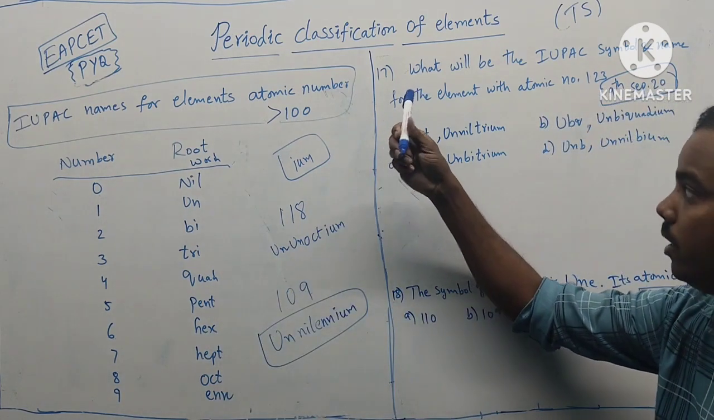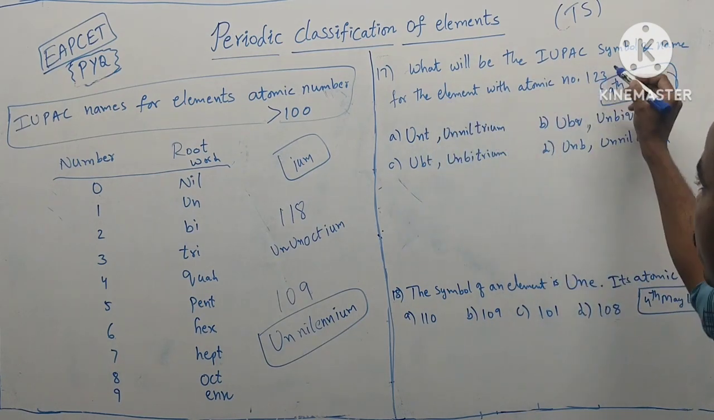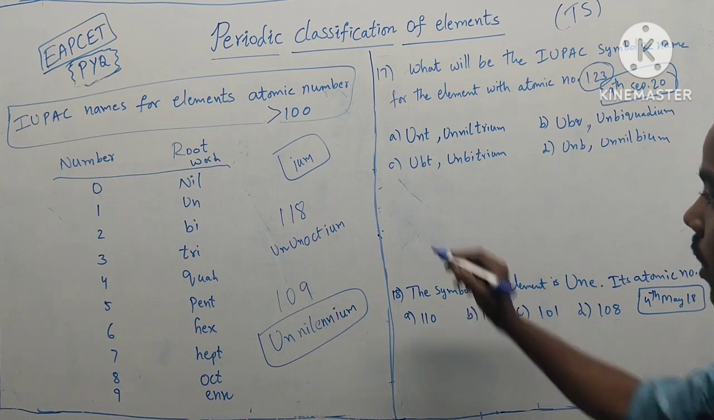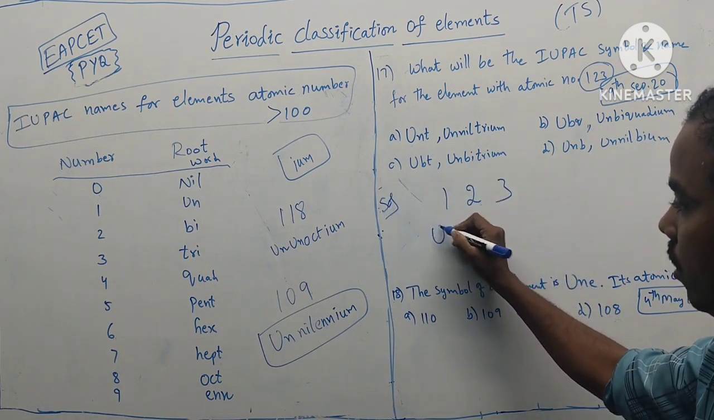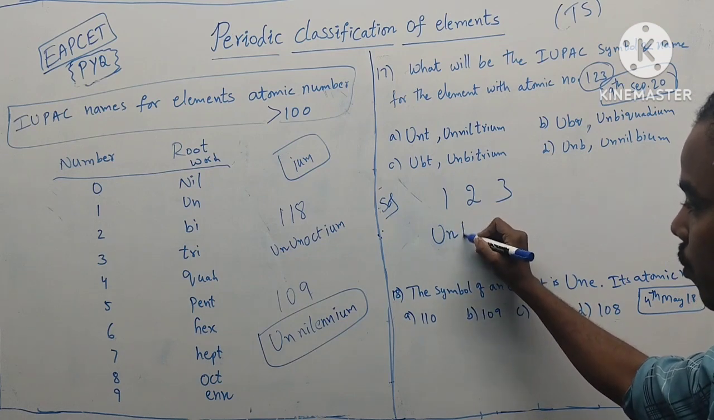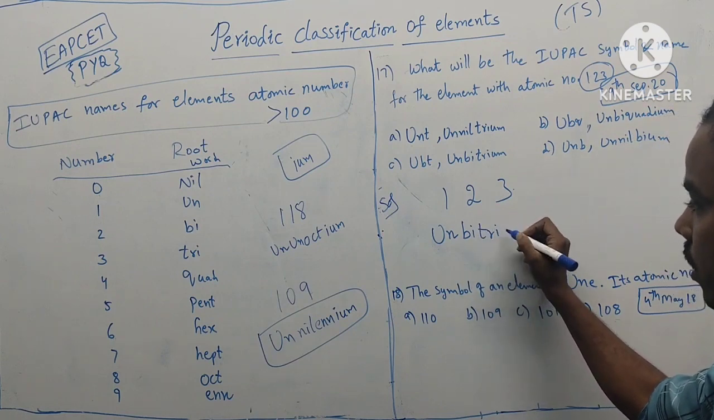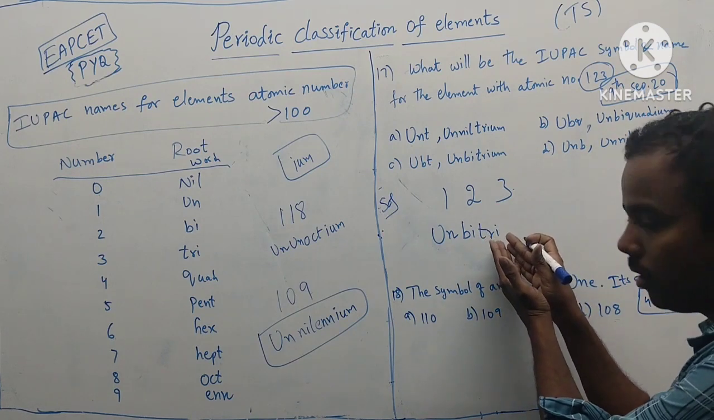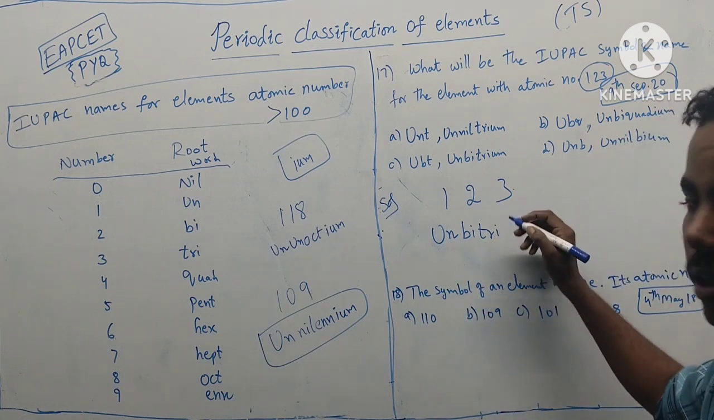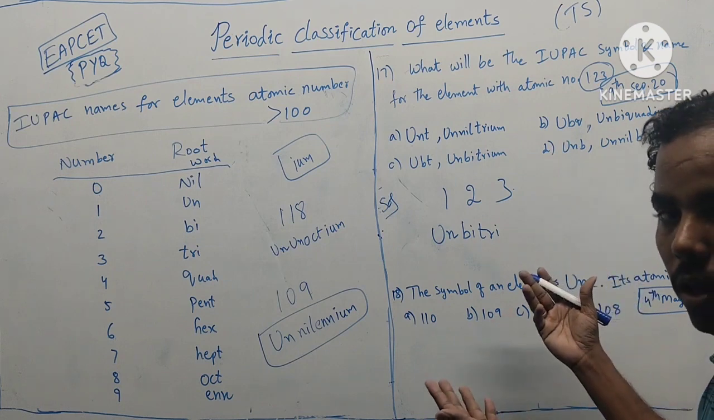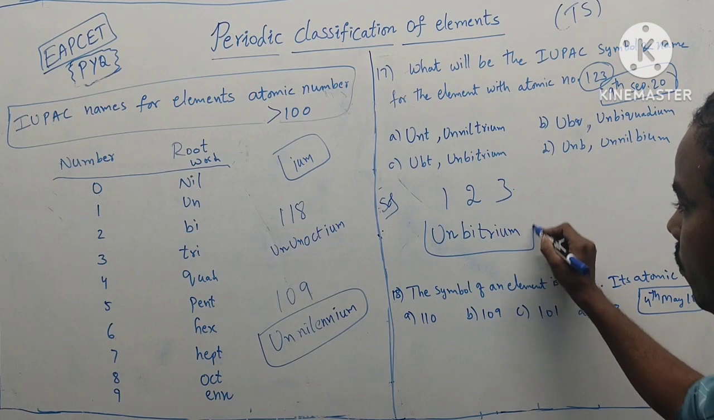Like this, the question here: what will be the IUPAC symbol and name for the element with atomic number 123? 123: 1 is un, 2 is bi, 3 is tri. Finally you add ium. If i is already there, you do not write it again. So unbitrium.